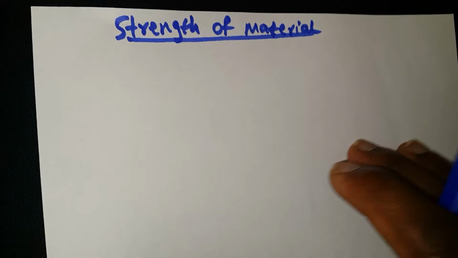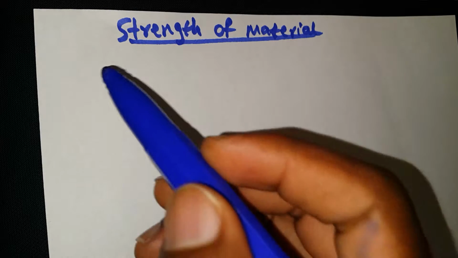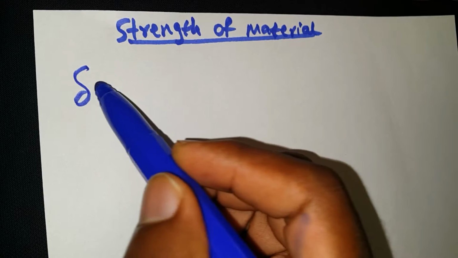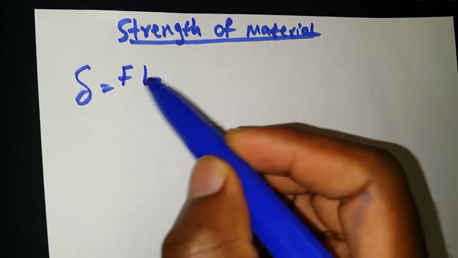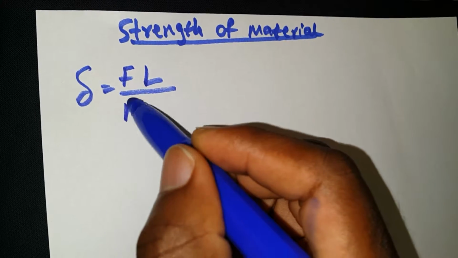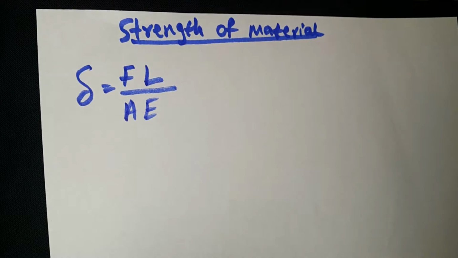Today's video we are still in chapter 2. We are going to solve a different example in chapter 2, the deformation. We said in our last video that the formula for deformation is force times length over area times Young modulus. This is the formula for the deformation that we talked about in our last video.